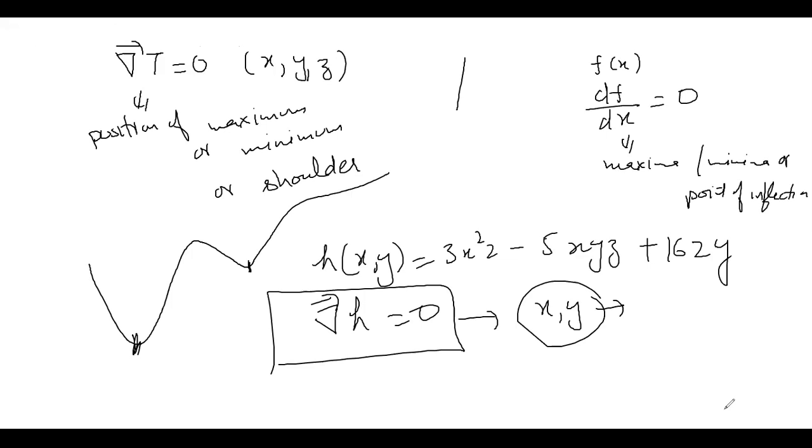Ma'am, can you please explain what is shoulder? You can have a minimum of a function, and there could be some other places where there could be a small dip in the function. Those places of small dips are called shoulders in the function.